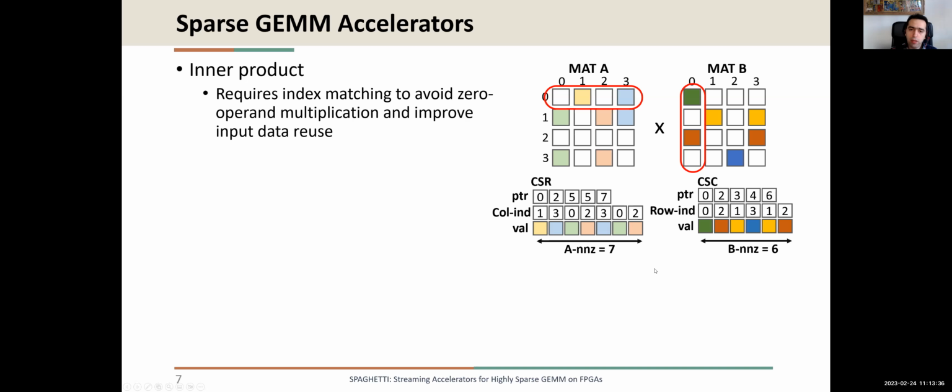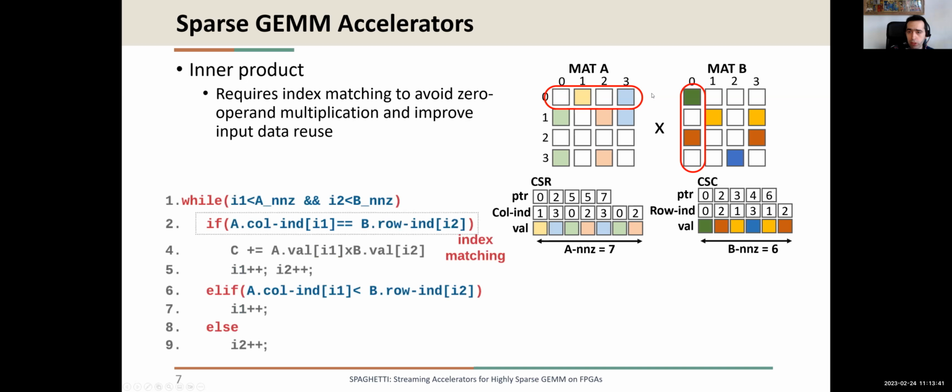So if you want to do a matrix multiplication using the inner product approach, you need to take one row from matrix A and one column from matrix B, and then you do a dot product and reduce the partial sums, and that gives you the first element of the final output matrix. But in this case, you are reading only the non-zero values from memory. That means that you have to check the indices, and see if the indices match, then you can do the multiplication. If not, you just need to skip that multiplication, right?